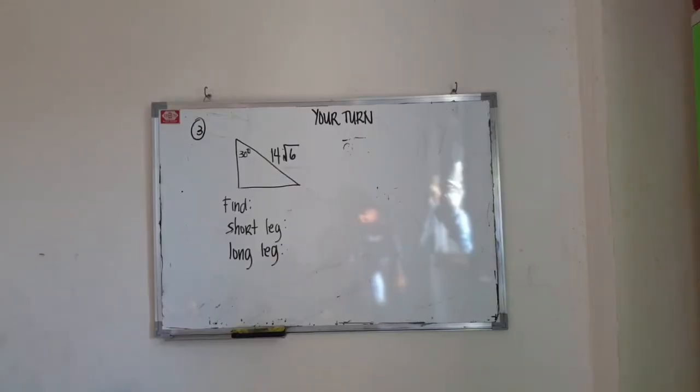Check your understanding. Find the short leg and the long leg given the value of the hypotenuse, which is equal to 14 square root of 6.